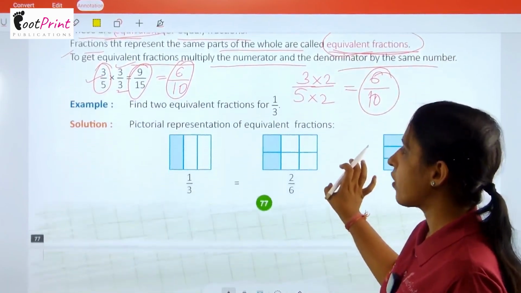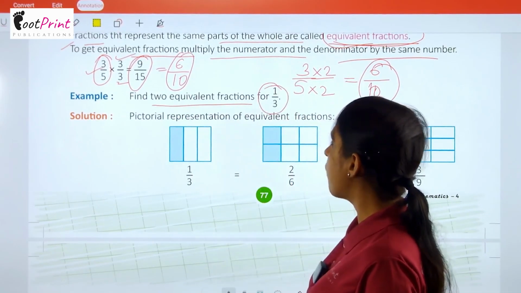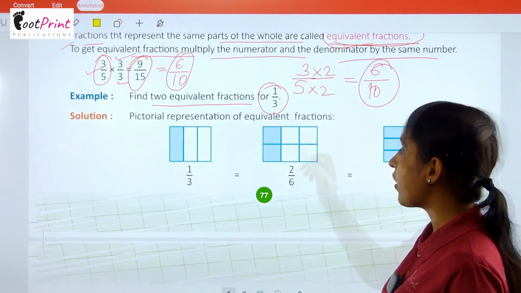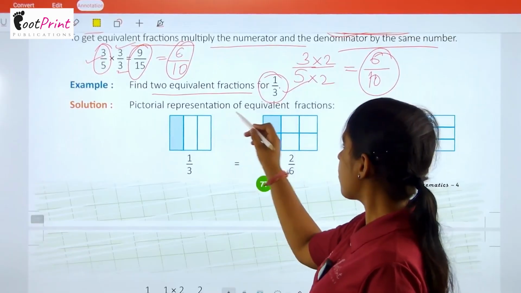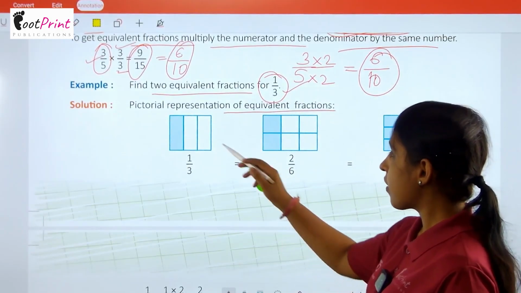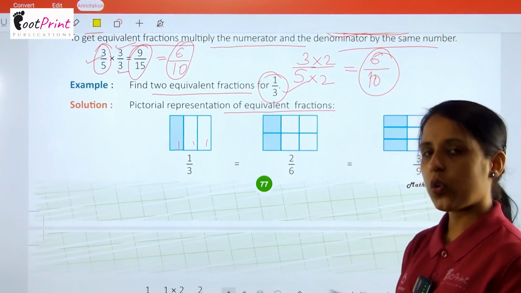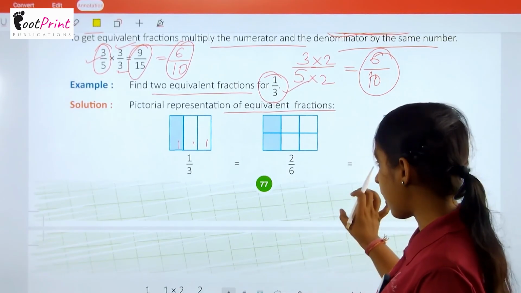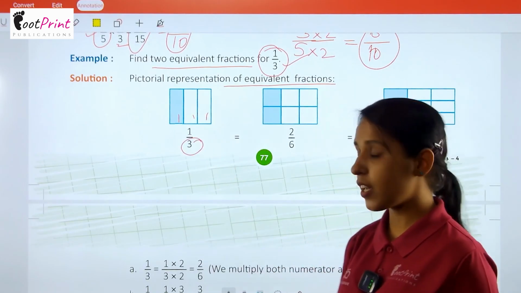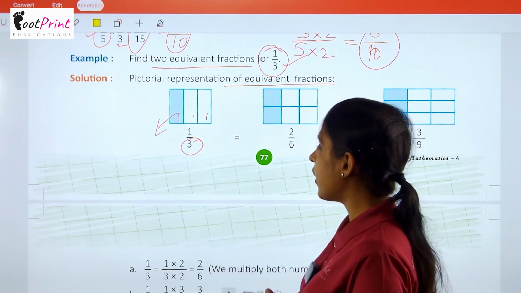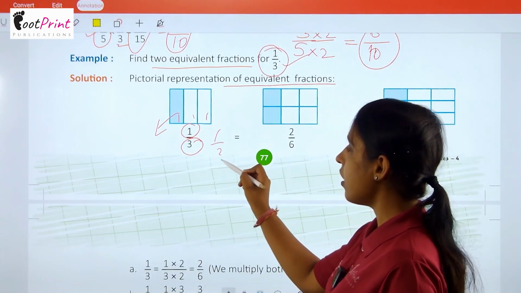Now move to the example. Find two equivalent fractions of 1 by 3. So we have to find out equivalent fractions of 1 by 3. Pictorial representation of equivalent fractions. Here pictorial representation means pictures are given to you and with their help it is explained to you. So here this figure has 3 parts, so we have denominator as 3 and one part is shaded, so we have numerator as 1. So it will become 1 by 3.